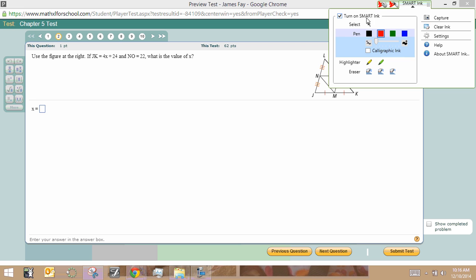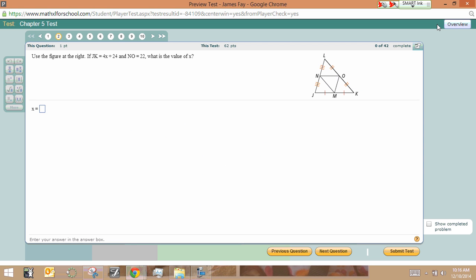This question is the same idea. They give me the information here to show that NO is a mid-segment. They're saying actually all of these, NO, MO, and NM, are all mid-segments. They tell me NO is 22, so that segment right there is 22. And JK is 4x plus 24.